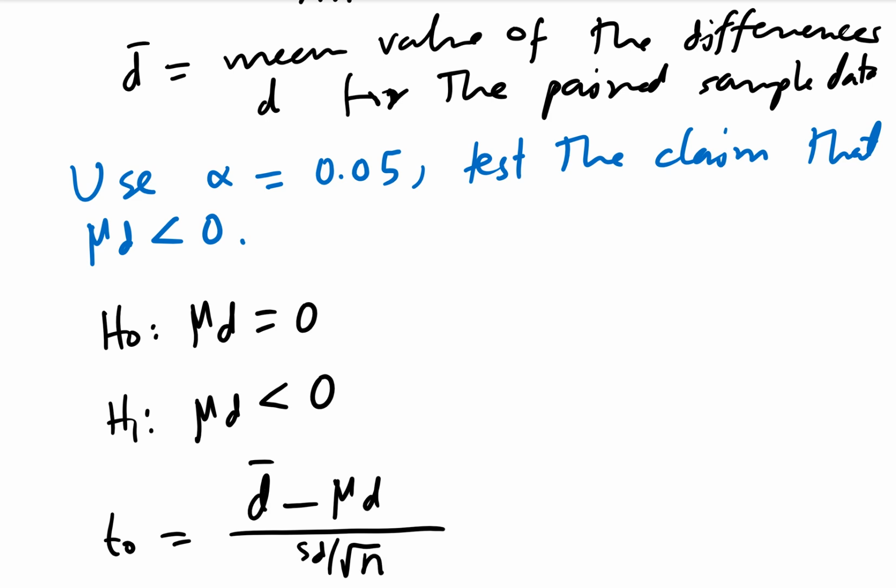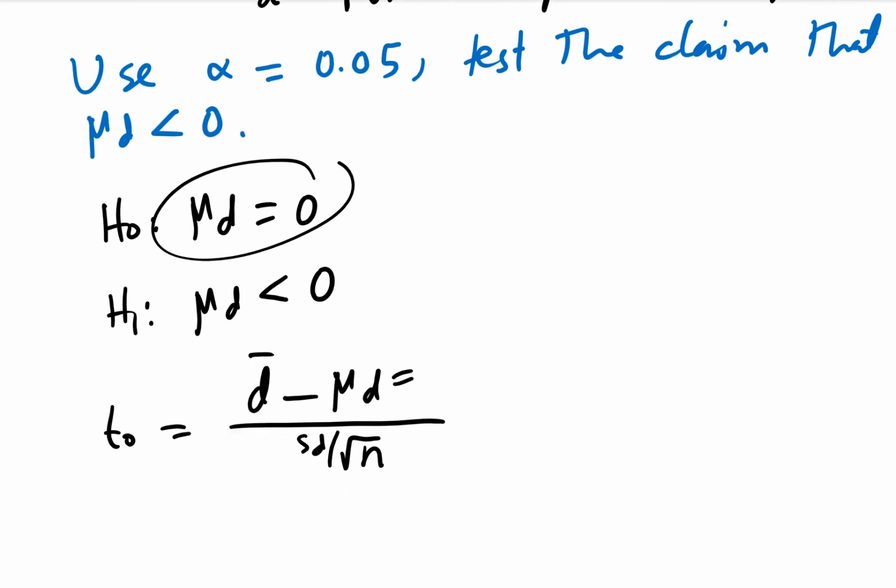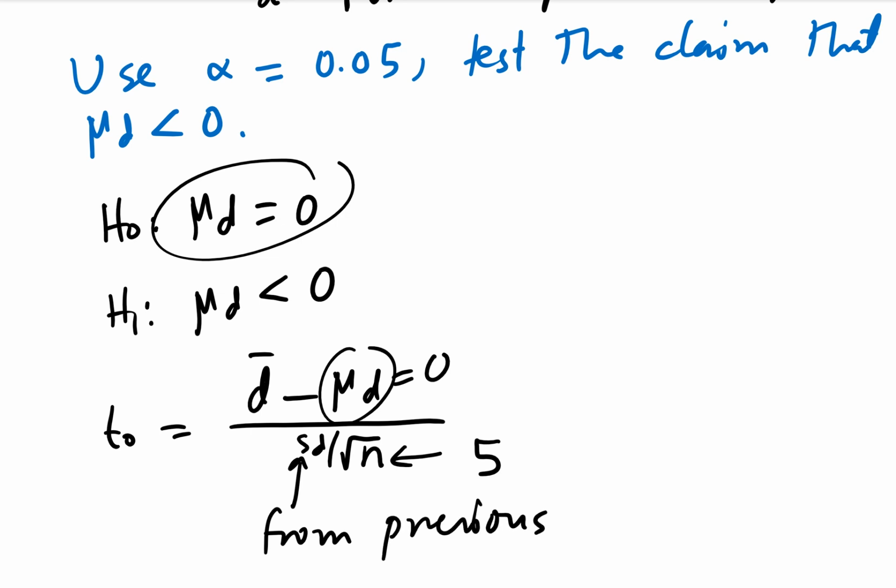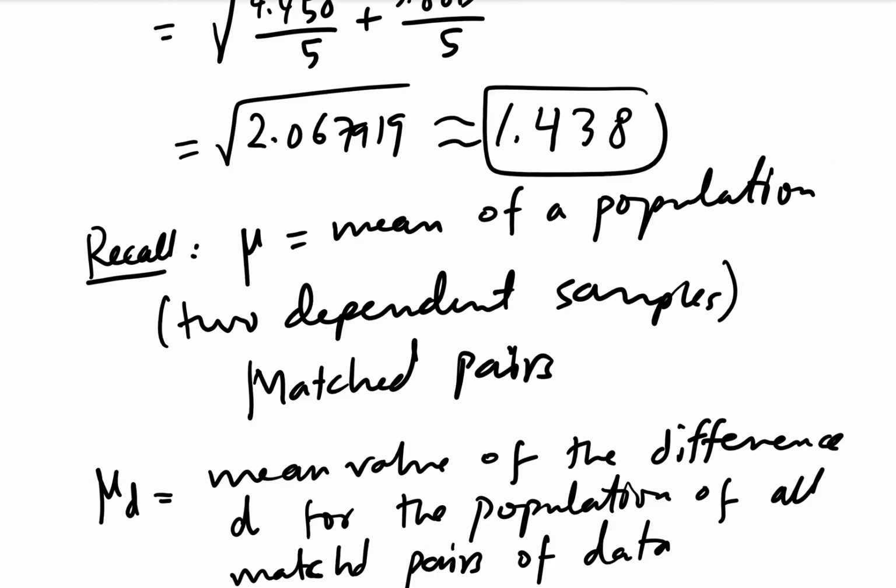Now let's see what is given and what is missing. Mu sub d is 0. You know what n is, 5 values. We found sd in the previous part. The only thing left to do is find d bar. Let me show you how to find d bar. I'm going to scroll back up to the table.